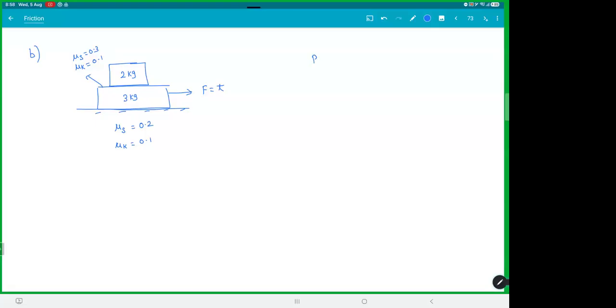Great. Same thing. Plot the A versus T graph. This is a good one. Now there is friction on the ground also. There is a mu S, mu K also. Everything is there. Let's see how you will approach this. Give it a try. Plot the AT graph for this.